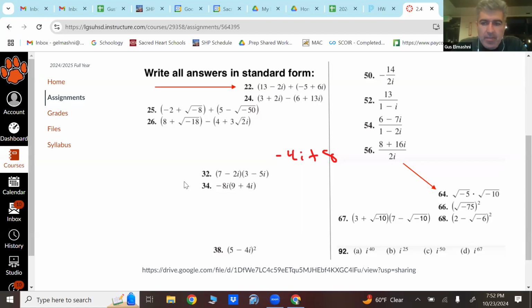Okay, great. For 64, you think it was like 5i. Sorry, i root 5 times i root 10. So it's root 50 i squared. So it's 5, -5 root 2.